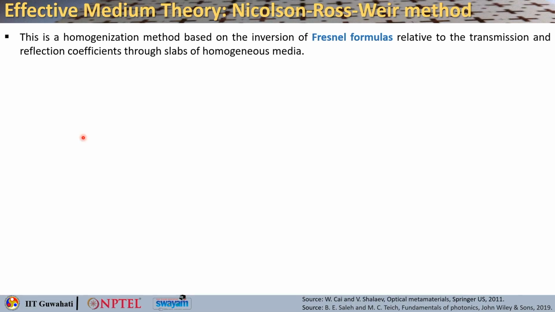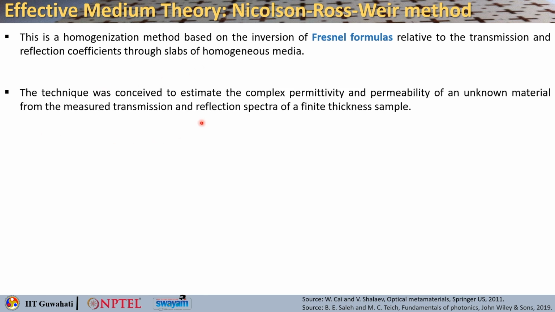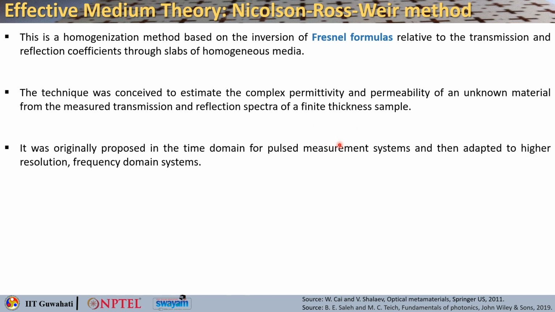So, now let us look into another method called the Nicolson-Ross-Weir method. This is a homogenization method based on the inversion of the Fresnel formula relative to the transmission and reflection coefficients through slabs of homogeneous media. So, this technique was conceived to estimate the average, or you can say the complex permittivity and permeability of an unknown material from the measured transmittance and reflectance over a spectrum, for a finite thickness sample. So, I will show you with some examples.